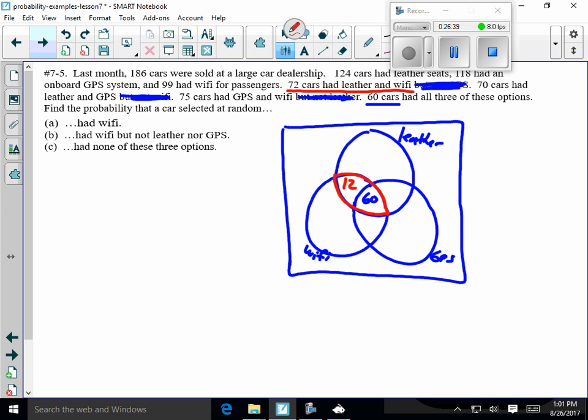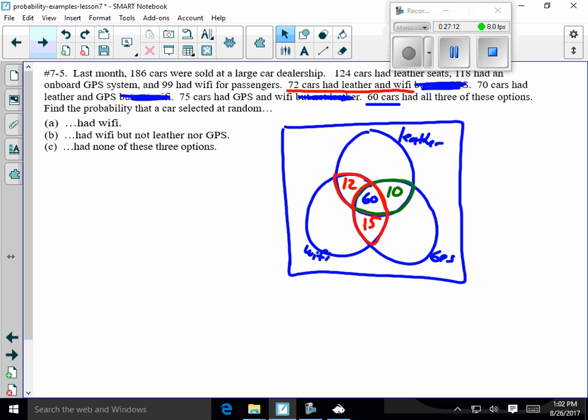Okay, and then the second one said 70 cars had leather and GPS, right, which would be this football, leather and GPS, but we've already accounted for 60 of those 70, so there's only 10 left to go there, right? And then there's another one here that says that 75 cars have GPS and Wi-Fi, which would be this bubble, right? 75, but we've already accounted for the 60 in the middle, which leaves 15 out there. That's more typically the way the problem would be said.